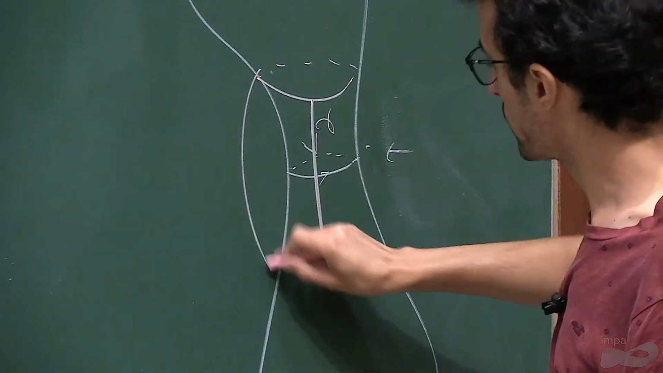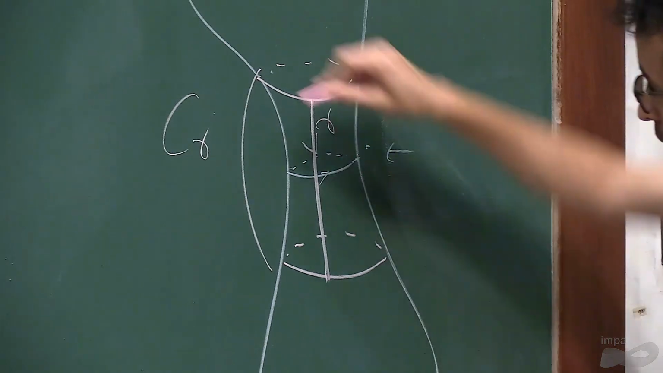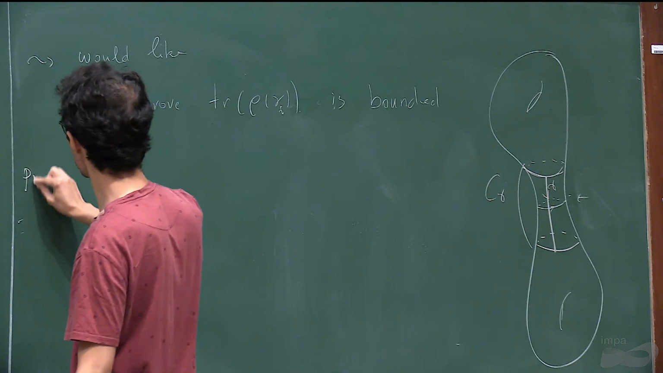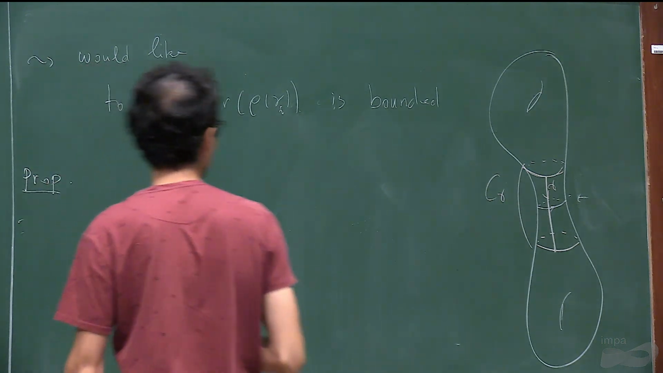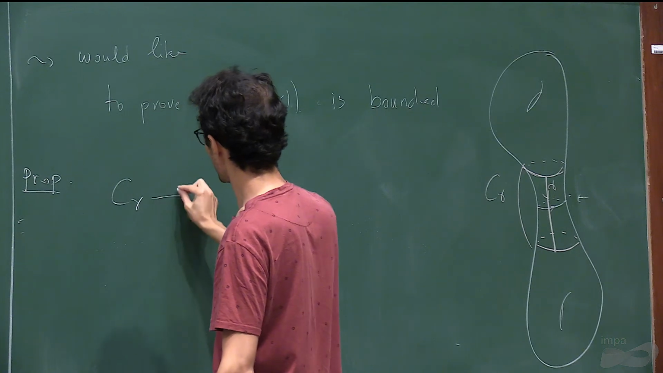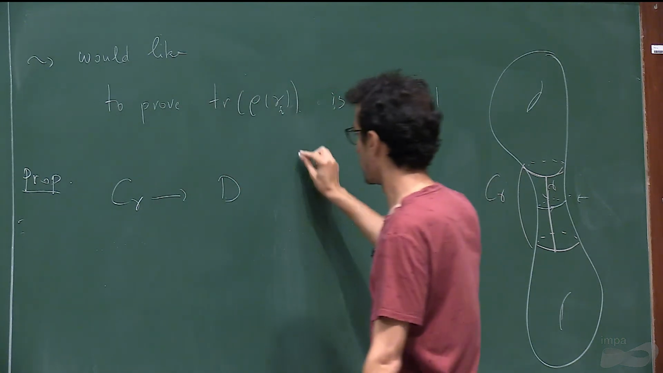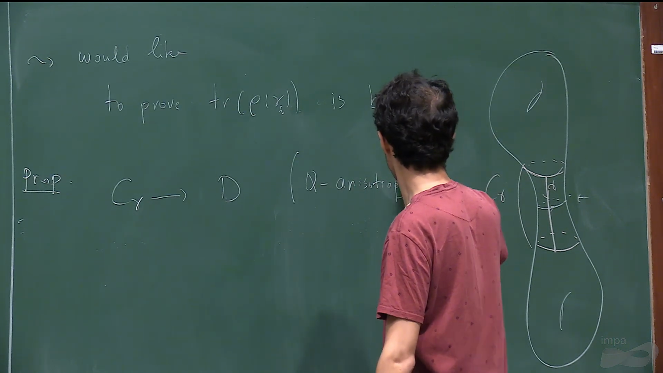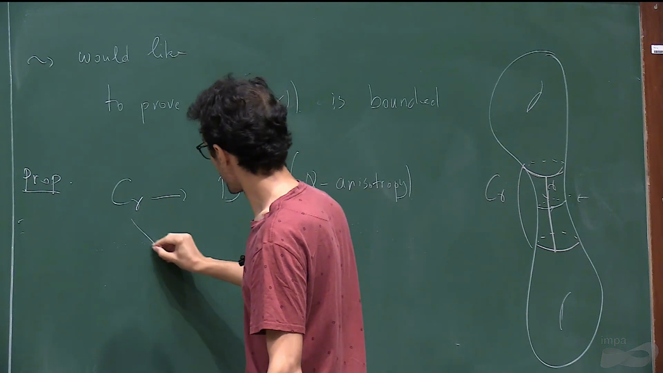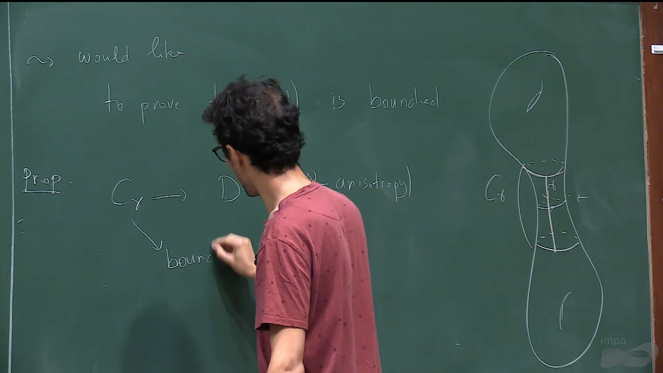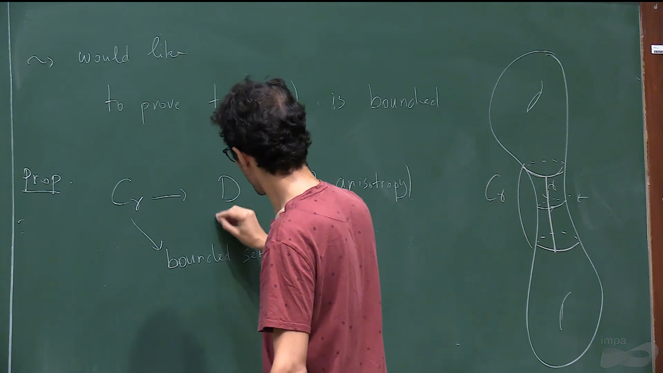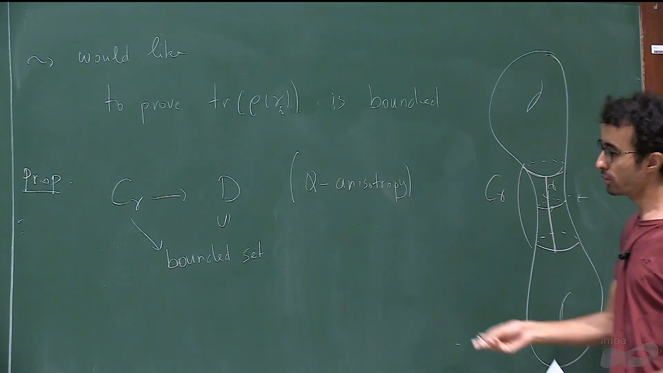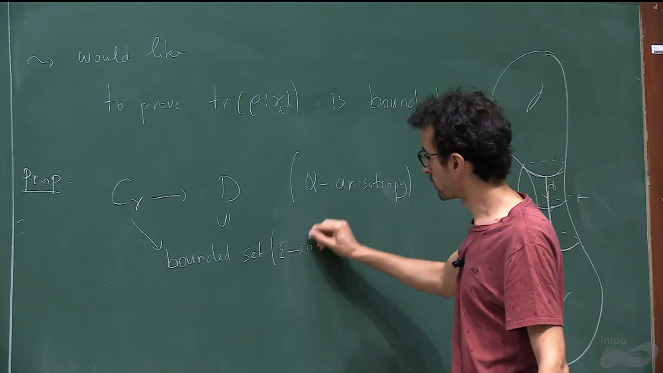And so one way of handling this is, if you call this piece here C gamma, the crucial proposition is that if you restrict to C gamma, it lifts to D, and this follows from the Q anisotropy assumption. And not only does it lift to D, but it arrives into some bounded set inside D. So bounded meaning as epsilon goes to 0.